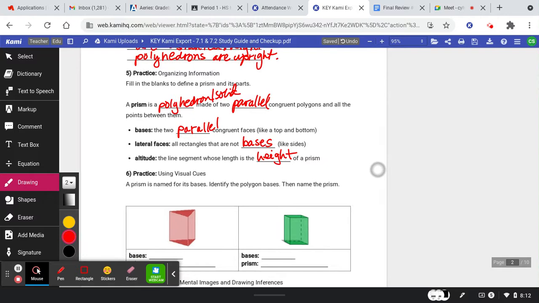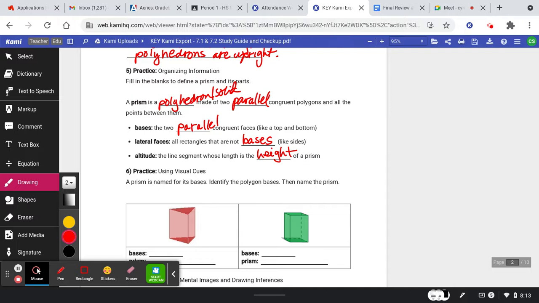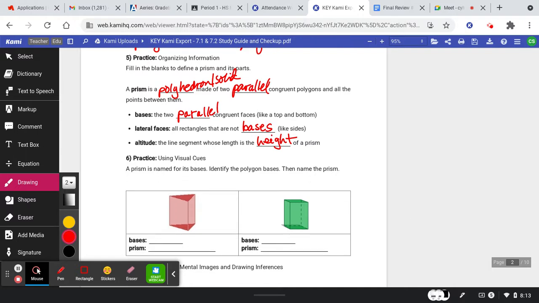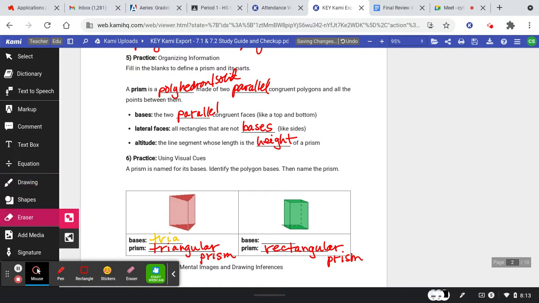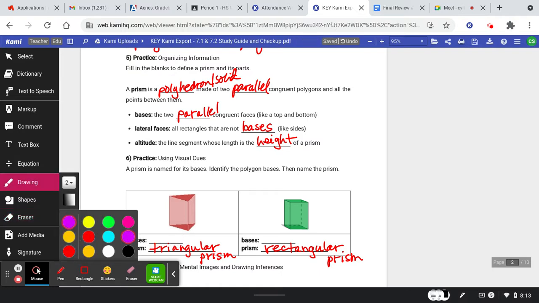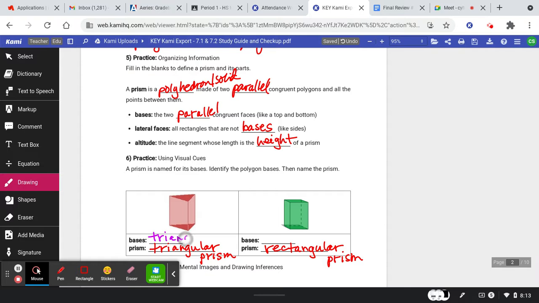So here are some pictures of prisms below. If you're like, I don't know what any of these words mean, a solid that has two parallel congruent polygons, blah, blah, blah, well, look at the pictures below. These are prisms. Prisms are named for their bases. So this red prism is known as a triangular prism. Notice the one on the right that's green. It's known as a rectangular prism. Why are they called that? Because that's the shape of their bases. So if the base is a triangle, it's a triangular prism. If the base is a rectangle, it's a rectangular prism.